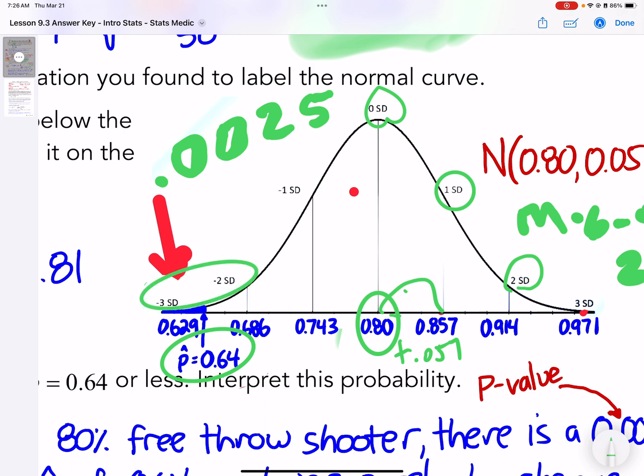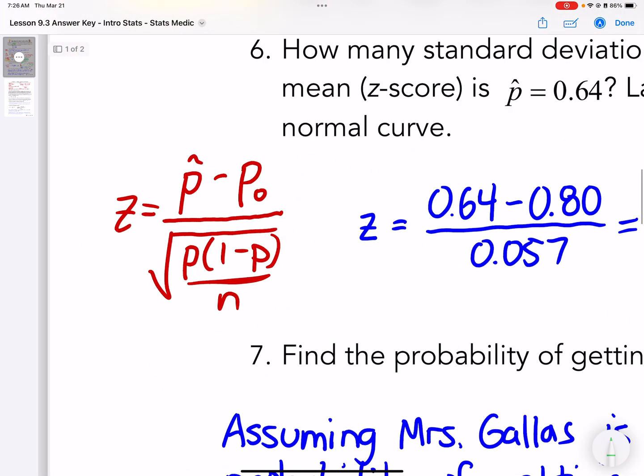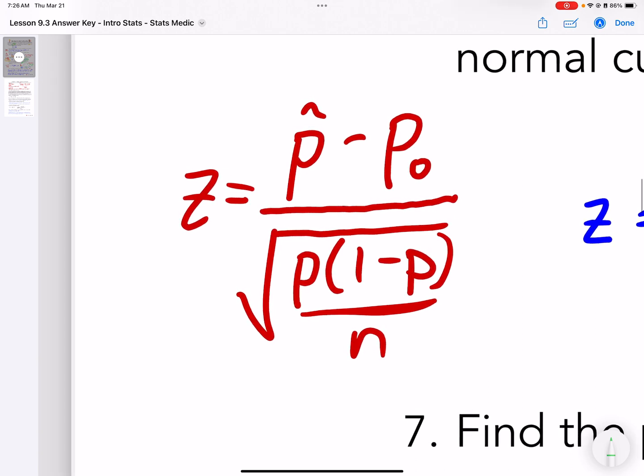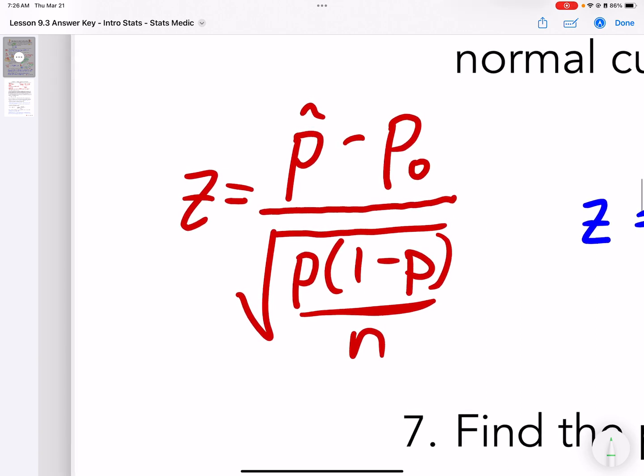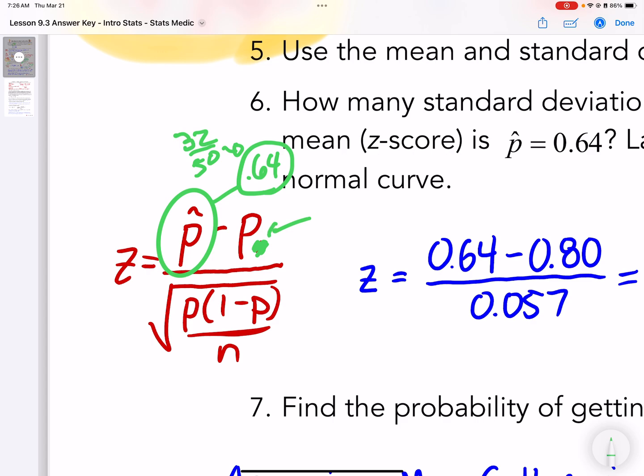So what I'd like to do is actually calculate exactly where it is. We're going to do that with this formula. You will always be given this formula on your test, and we're going to define these. P hat is equal to your 64% that we found, that's 32 over 50, my sample. The P naught, you can also just put P, it's fine, is from the H0. And remember, H0 was p equals 0.8.